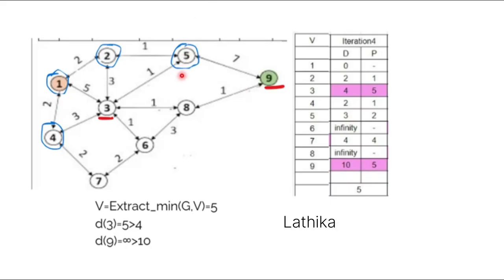For the fourth iteration, vertex 5 has the minimum distance, so it is extracted from the heap. Its neighbors are 2, 3 and 9. We can't take 2 since it is not in the heap. To calculate the distance of 3, we add the distance of 5 plus the weight between 5 and 3, which is 1. After adding up, we get 4. Since 4 is less than 5, the distance of 3 becomes 4 and the parent is 5. Similarly, for the distance of 9, we add the distance of 5 plus the weight between 5 and 9, which is 7. After adding up, we get 10. Since 10 is less than infinity, the distance of 9 becomes 10 and the parent is 5.